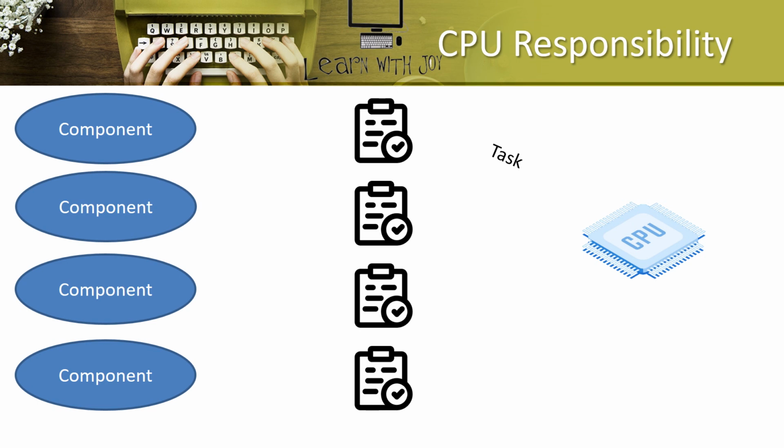The CPU is responsible for carrying out all tasks. It's responsible for telling all the other components in a computer what to do, according to the instructions it is given by the programs running on that computer.